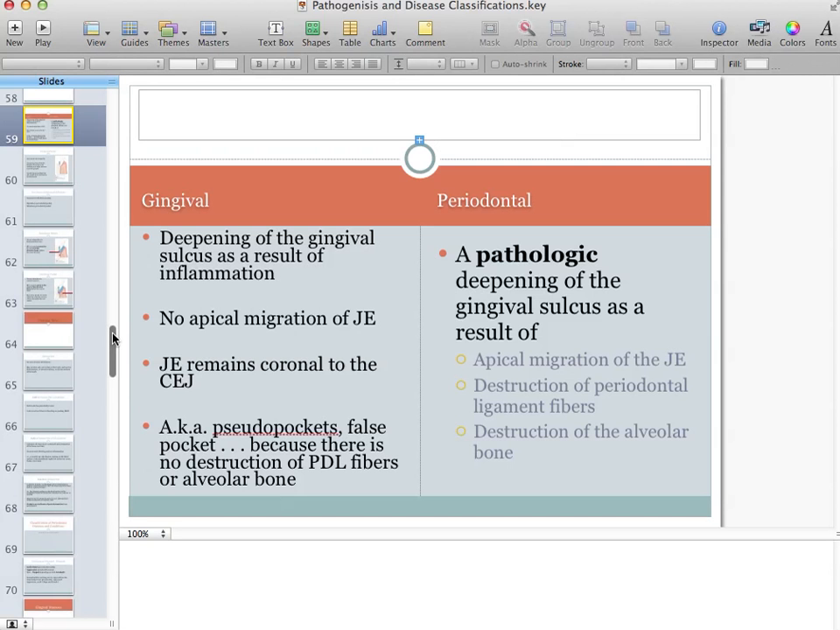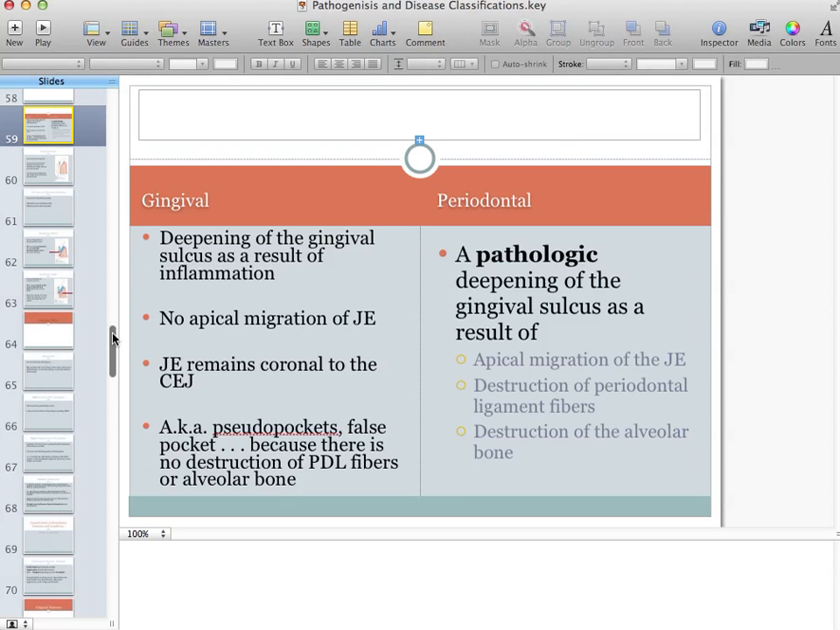So these are called pseudopockets. They're fake pockets. Because really a pocket means there's bone loss, right? But in gingivitis, a fake pocket means that the gingiva is just inflamed, and so it looks like there's bone loss, but it's not. The pocket is bigger because the gingiva grew.